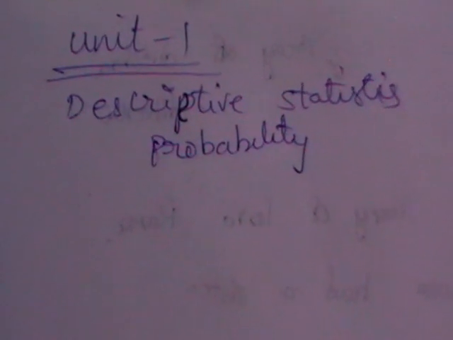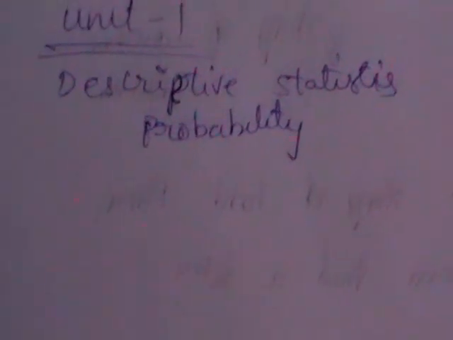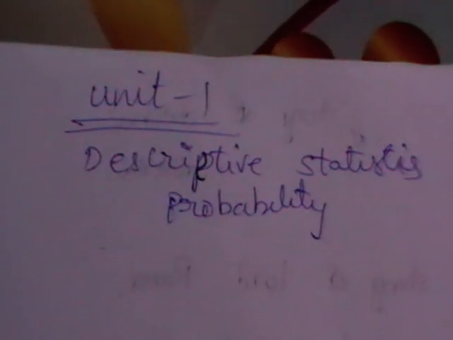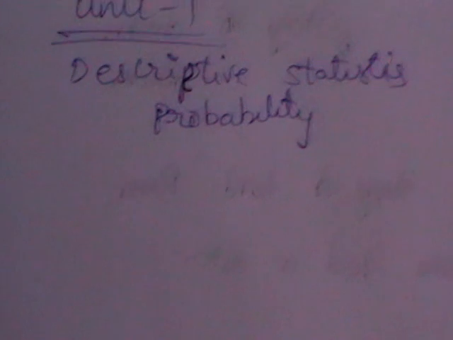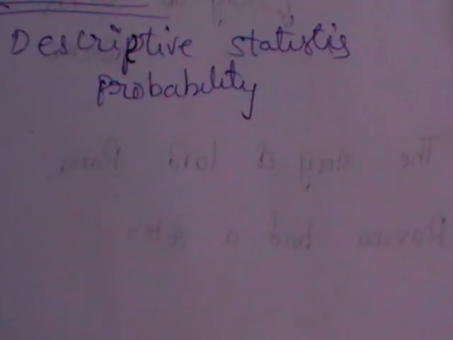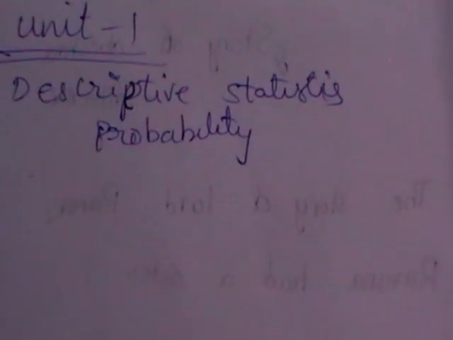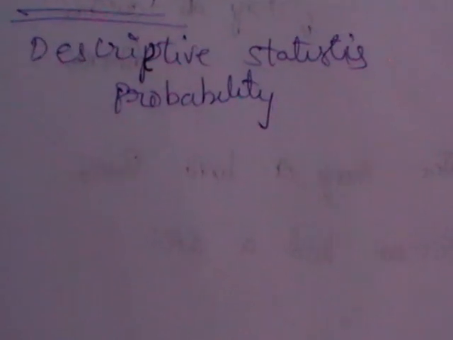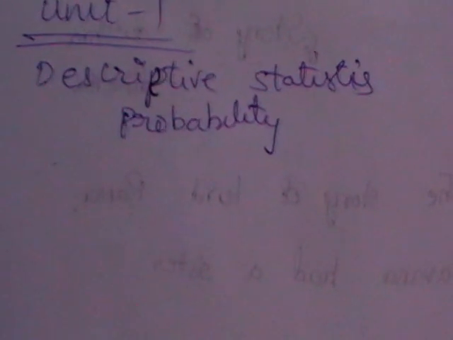If you go to unit 1, it consists of primary and secondary data, questionnaire, schedule. Then it comes to the measures of central tendency, measures of dispersion, and measures of skewness and kurtosis. So unit 1 mainly consists of primary data, secondary data, questionnaire, schedule, central tendency, dispersion, and skewness and kurtosis.